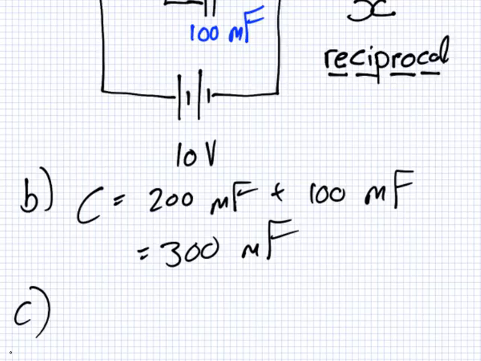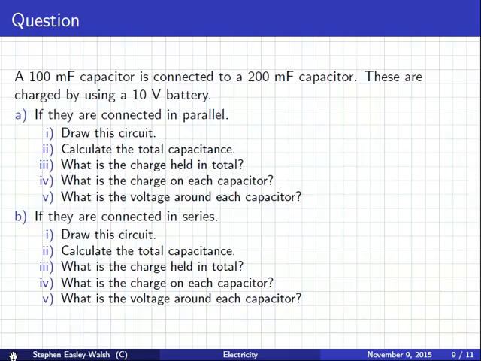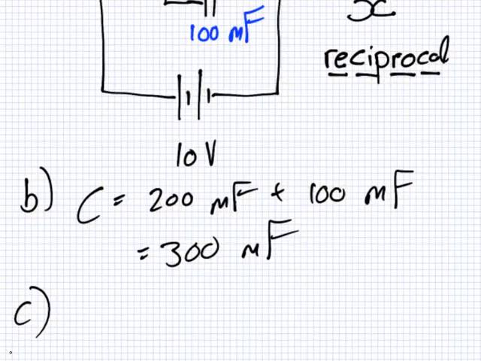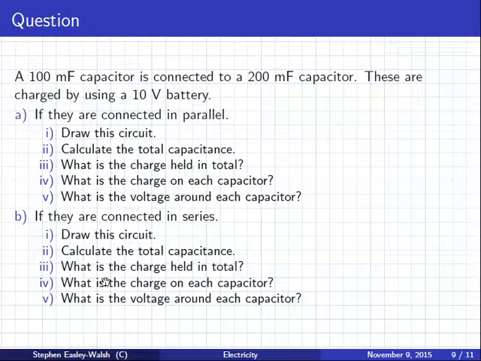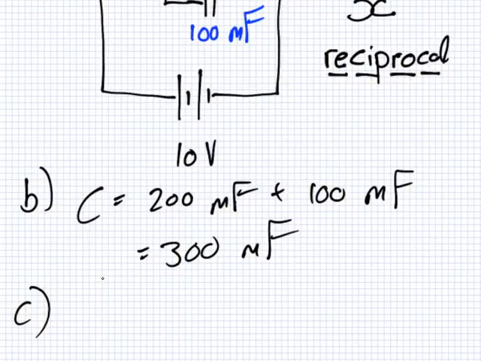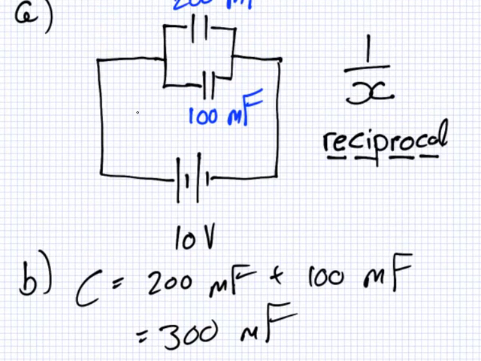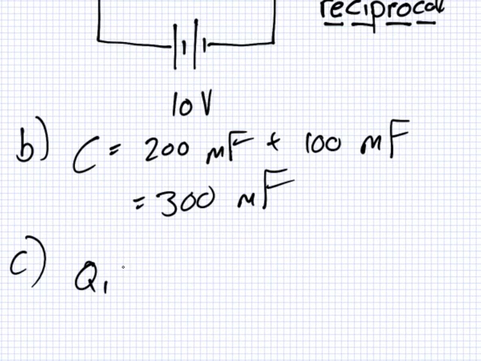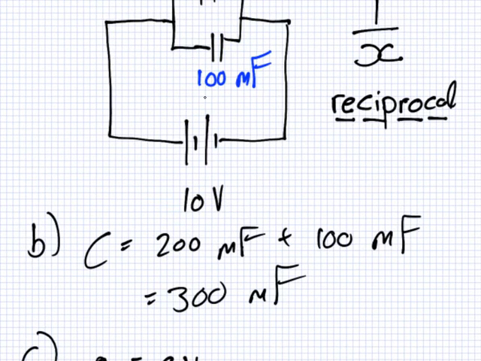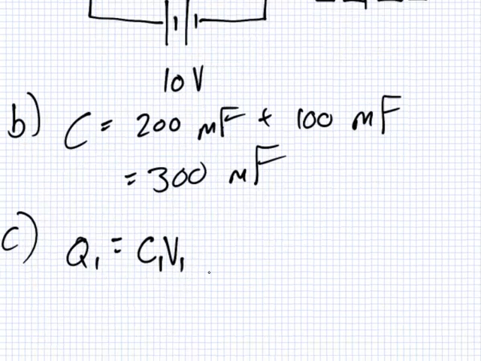Okay, next part. Part C. What is the charge? What formula do we use for the charge? What is the charge held in total? I should have actually asked for what is the charge on each. I don't know why I did it backwards, sorry. So here, let's get the charge on the first one. Q equals CV, isn't it? So C1, V1. Now because they're in parallel, the voltage is also 10, which is good.